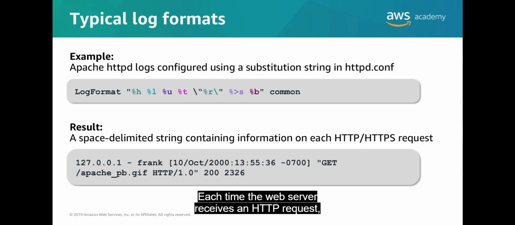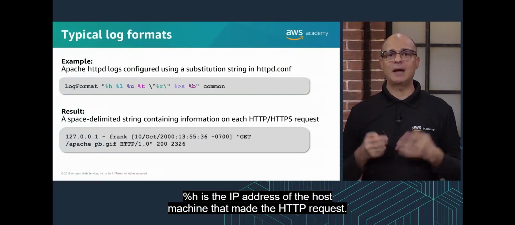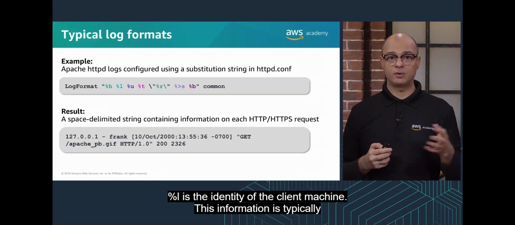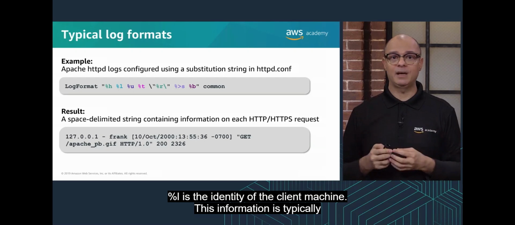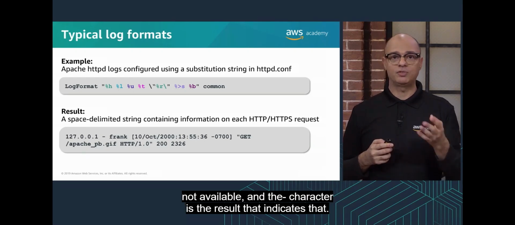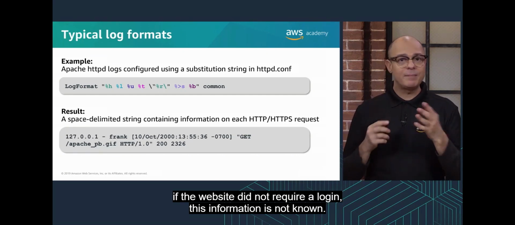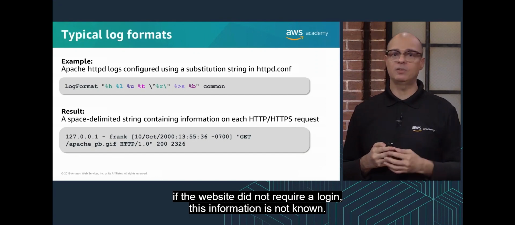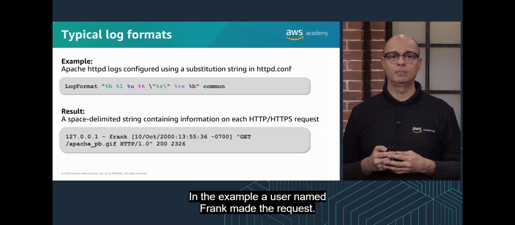Each time the web server receives an HTTP request, a new line with this format is created in the access log file. %h is the IP address of the host machine that made the HTTP request. %l is the identity of the client machine. This information is typically not available, and the dash character is the result that indicates that. %u is the user ID of the person requesting the information. If the website did not require a login, this information is not known. In the example, a user named Frank made the request.